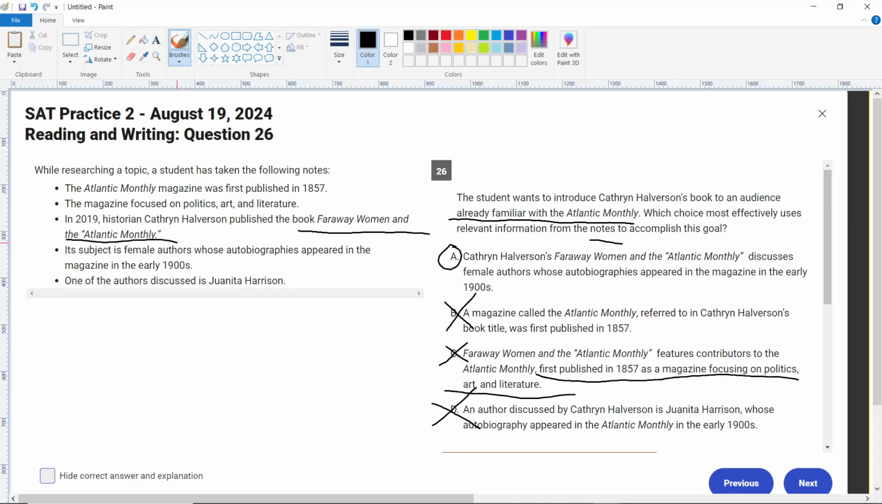But only A addressed what the student wanted to introduce to an audience already familiar. Again, C introduced the book, but was not for an audience already familiar. It wasted time explaining the Atlantic Monthly. So if the question says audience already familiar, don't pick a choice that explains that thing they're already supposed to be familiar with. All right, that's 26.